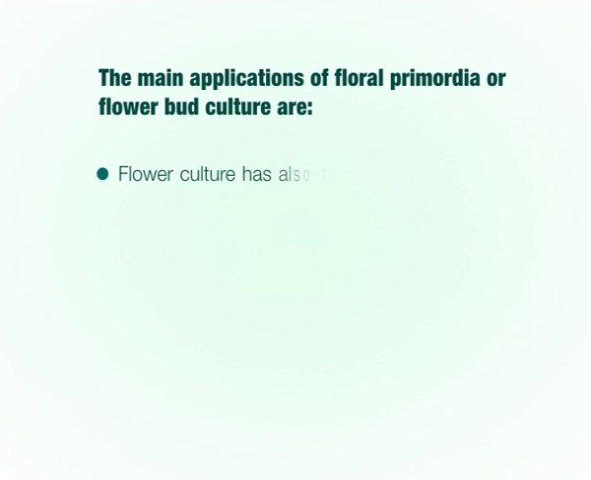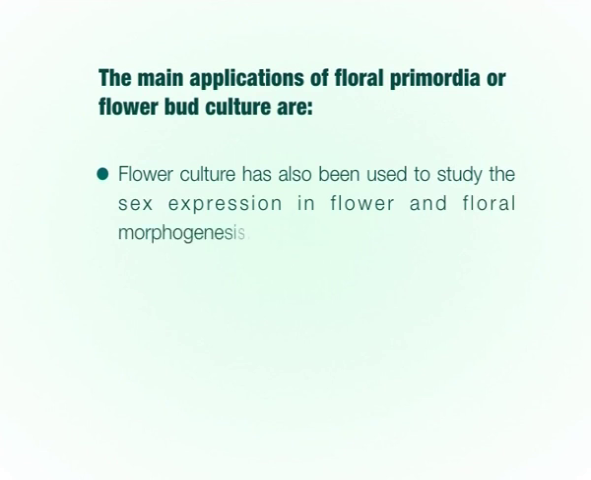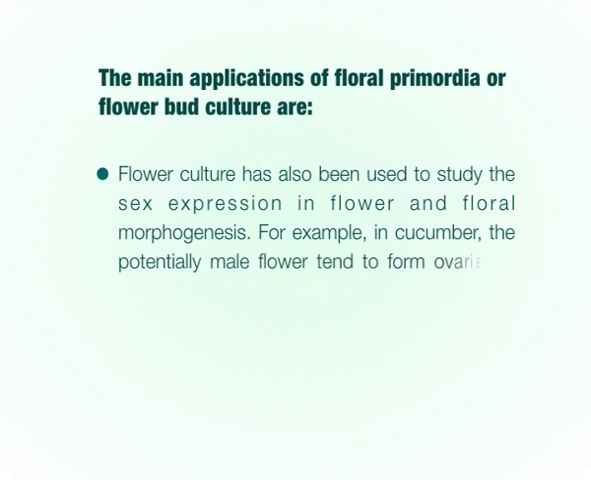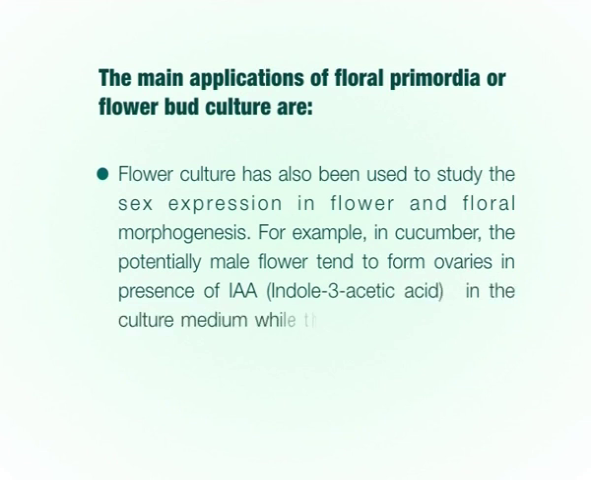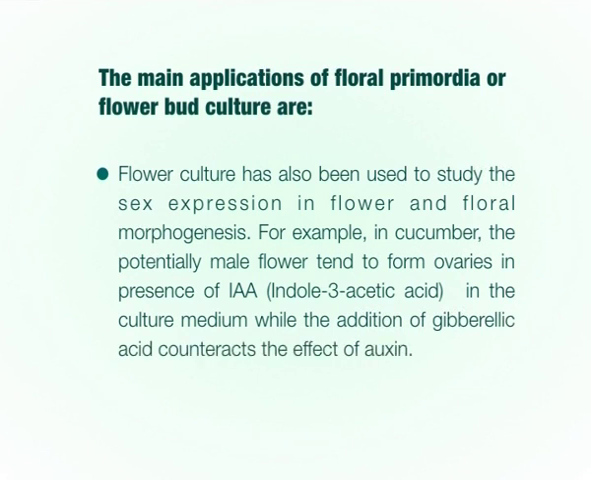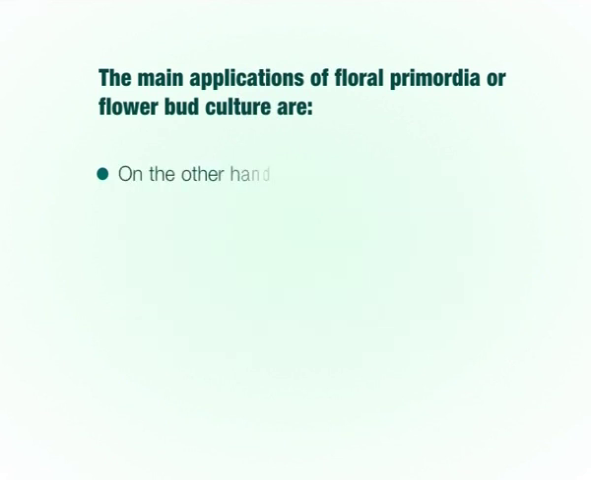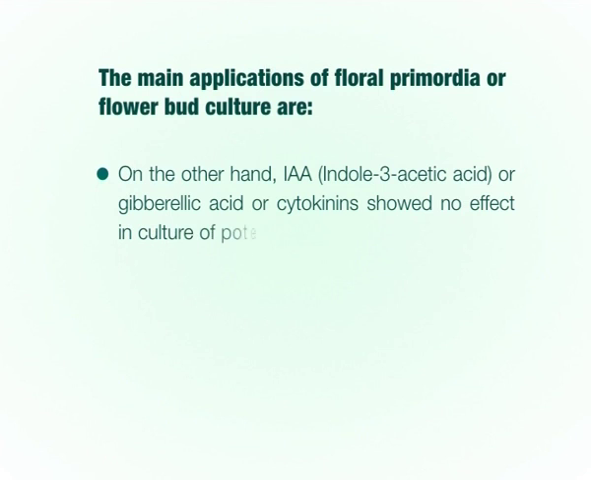Fourthly, flower culture has also been used to study the sex expression in flower and floral morphogenesis. For example, in cucumber, the potentially male flowers tend to form ovaries in presence of IAA in the culture medium, while the addition of gibberellic acid counteracts the effect of auxin. On the other hand, IAA or gibberellic acid or cytokinins showed no effect in culture of potentially female or bisexual flower buds.